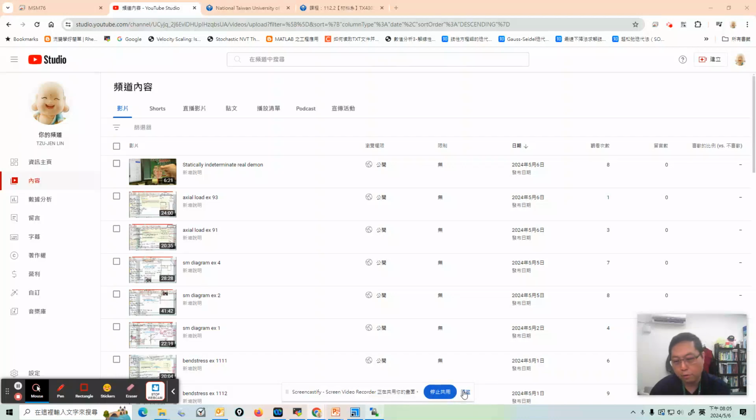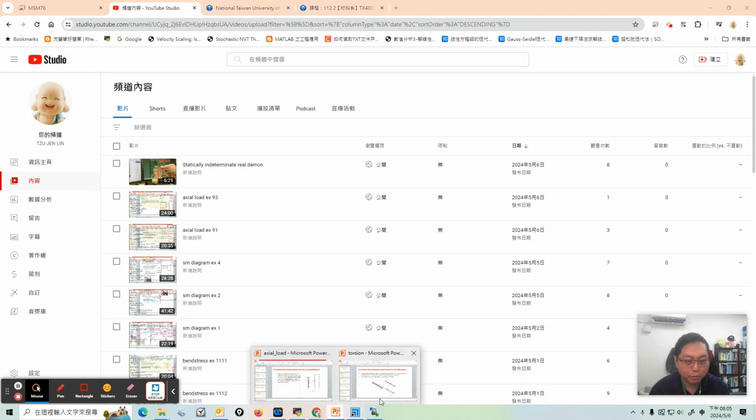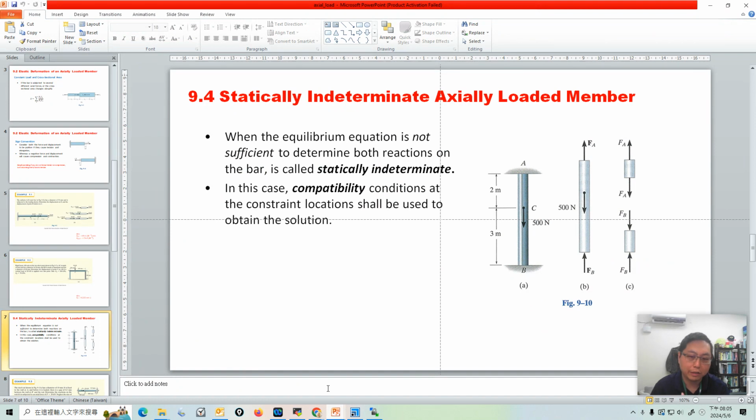Okay, hello everyone. This video is an introduction to statically indeterminate axial loading. I will demonstrate a very simple example of a statically indeterminate problem in axial loading.